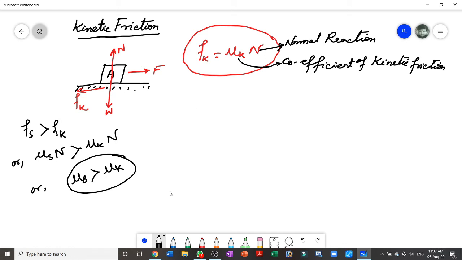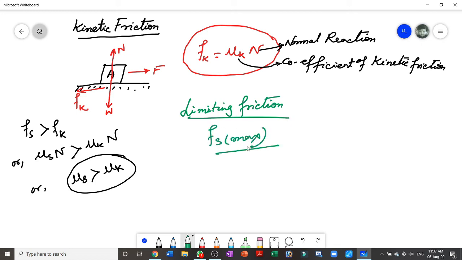Now limiting friction. What is limiting friction? We have to understand one more term, that is called the limiting friction. Limiting friction is the maximum value of Fs. It is Fs max. The maximum value of static frictional force which can act between two surfaces in contact is known as the limiting frictional force.